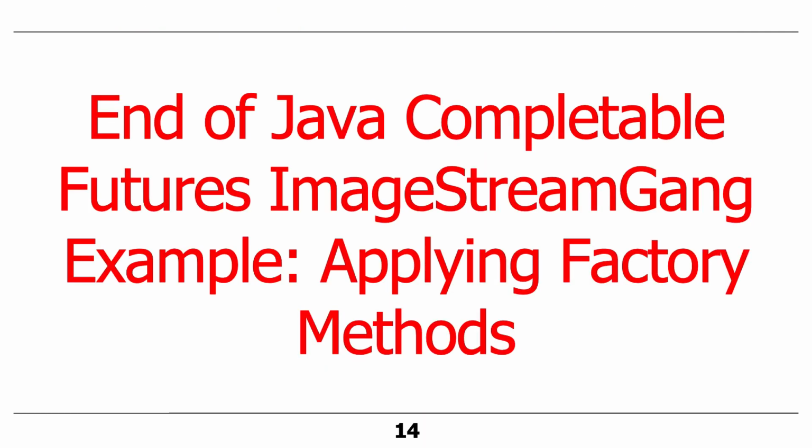OK, so that's a quick overview of applying factory methods, in this case, the supplyAsync factory method. The purpose of the supplyAsync factory method was to check to see whether or not a URL already existed on the local file system. And it will create an optional that either has a value if it has not been seen before, or it'll have no value if it has been seen before. So that's what we're going to get out of this.